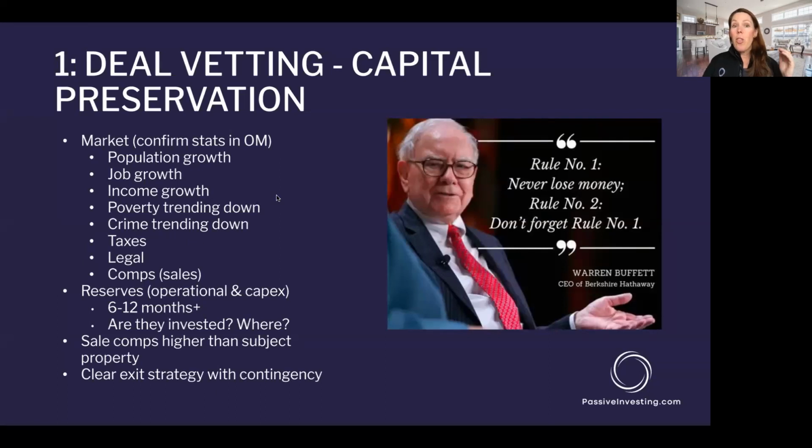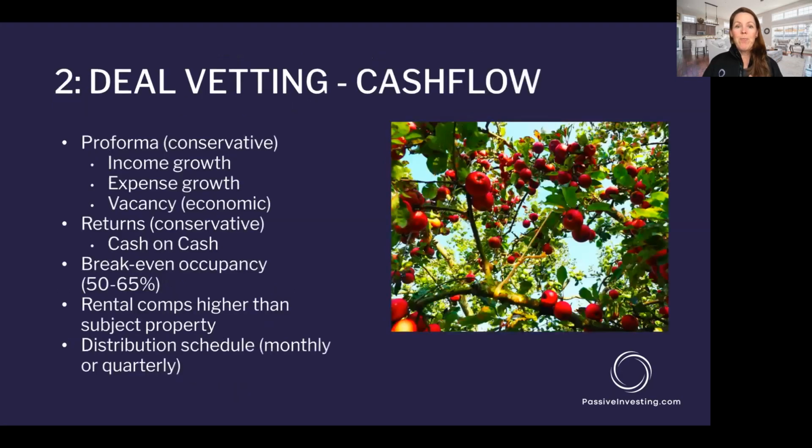All right, so those are the top four things that I'm vetting to protect the capital preservation downside. All right, wealth pillar number 2, cash flow. I am going to look at the pro forma. I'm going to make sure that it's conservatively underwritten.